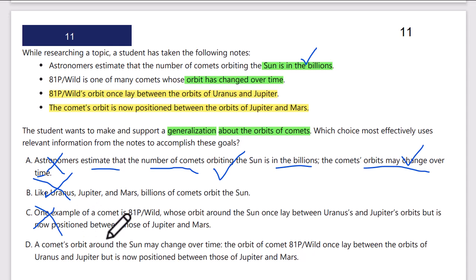D, a comet's orbit around the sun may change over time. Yes, that is the generalization. That part is good. It's not specifically talking about 81P Wild, but in general, a comet's orbit may change over time. That was our defined goal. 81P Wild once lay between the orbits of Uranus and Jupiter, but now it's positioned between those of Jupiter and Mars. So the second part is the example of the generalization stated in the answer choice, and that's always in there as well. D is the correct answer, again, in the same format of the correct answer for this generalization problem.